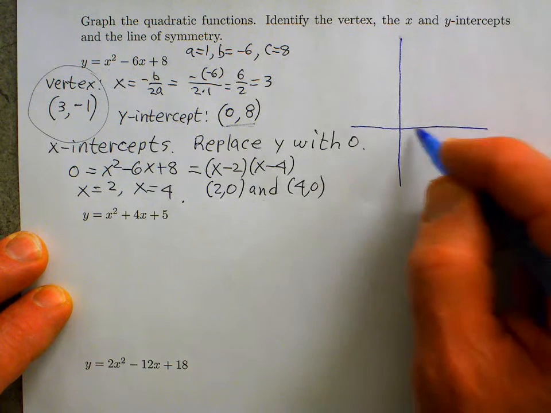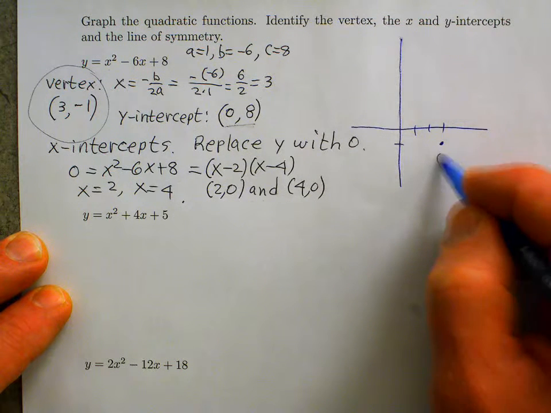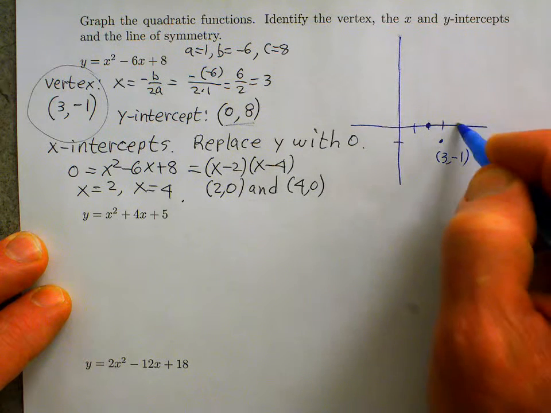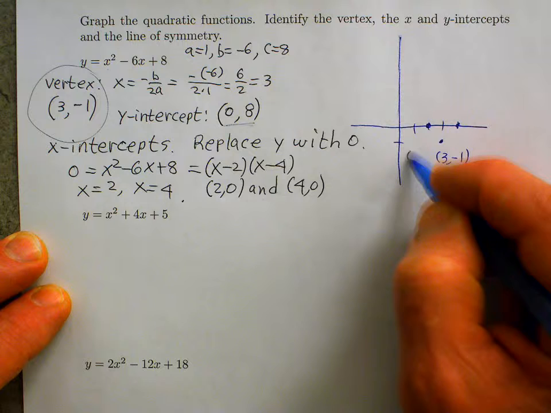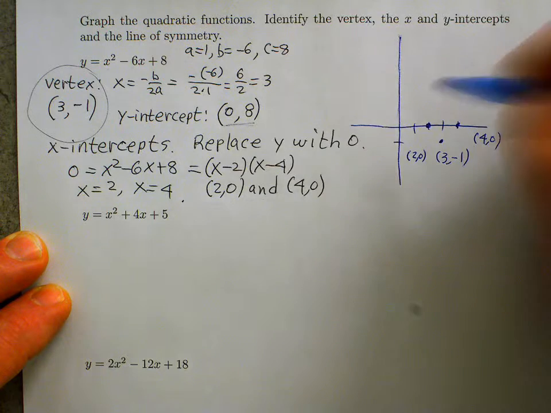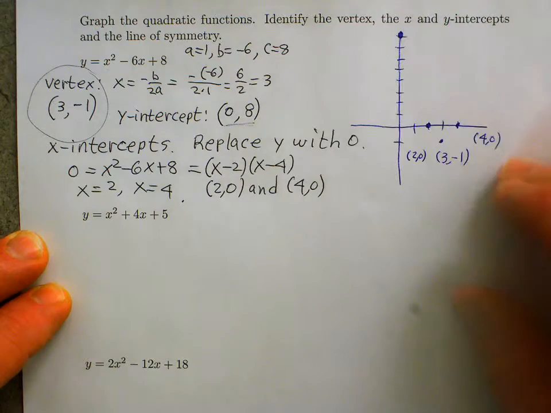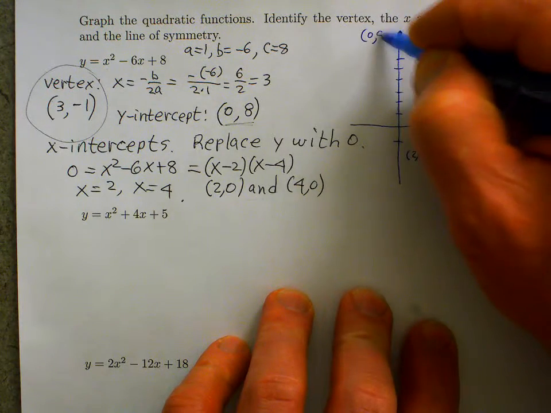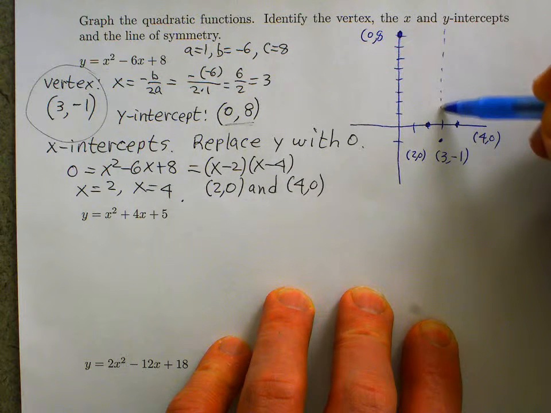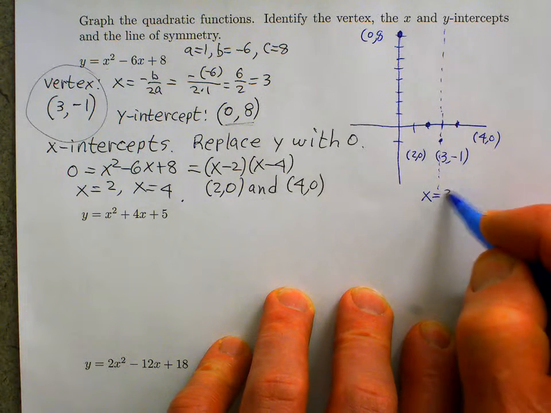So the vertex is the ordered pair 3, negative 1. The parabola opens upward. The x-intercepts are at 2, 0 and 4, 0. The y-intercept is 0, 8. By symmetry, remember the vertical line of symmetry. This vertical line of symmetry is x equals 3.